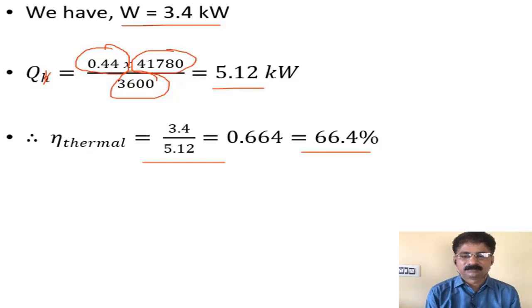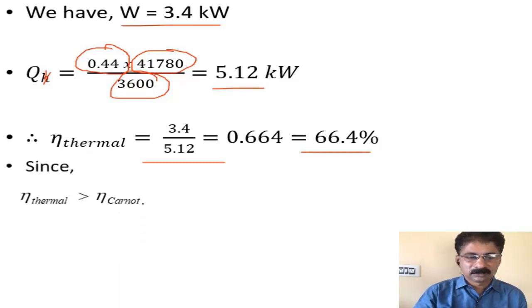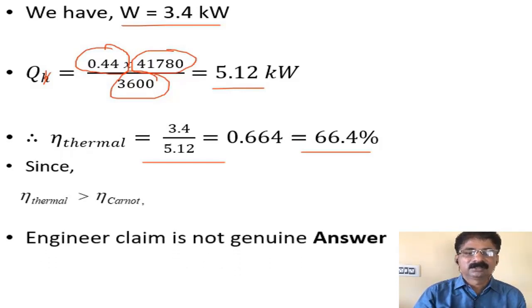Now just compare. The Carnot efficiency you calculated in the previous slide is around 62 point something. Now here it is 66.4. So the actual efficiency is greater than the Carnot efficiency. Do you think it is possible? No. No engine can have efficiency more than the Carnot efficiency. So the claim of the engineer is not genuine. That is your answer.